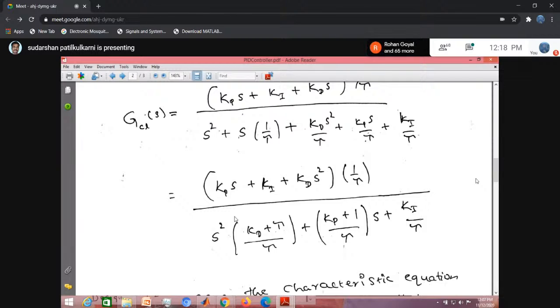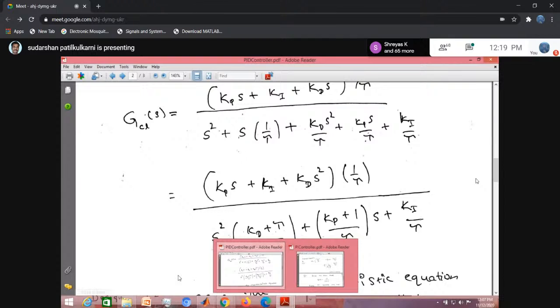Then steady state error for different types. I may ask a derivation or I may ask a numerical. It can be unity feedback or non-unity feedback. And then designing proportional integral or PID controller. So these are the topics that will be covered in the second test. Any question?